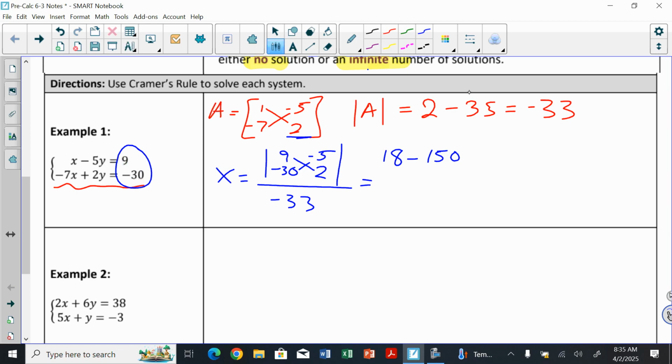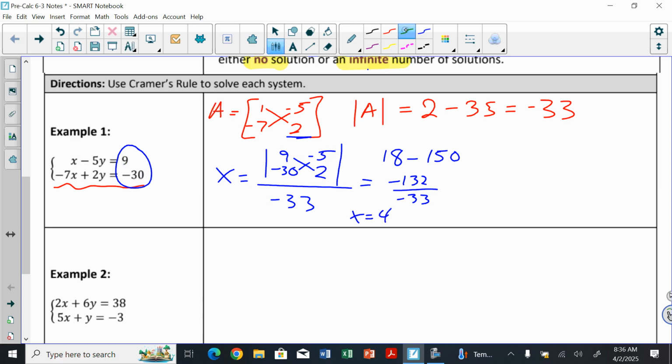So when I combine those, I end up getting negative 132 over negative 33. It kind of works out nicely for us that x is going to be equal to 4 here. Okay, so that's part of it.